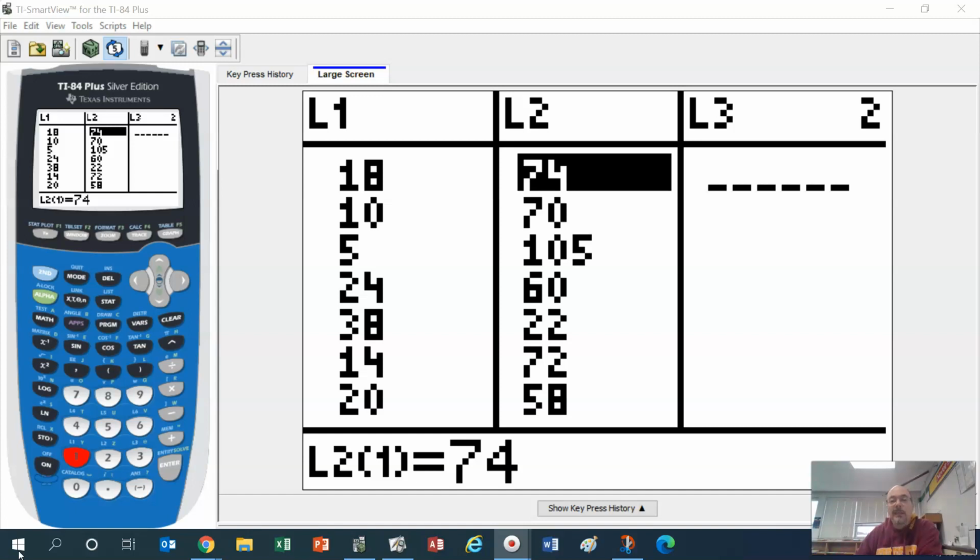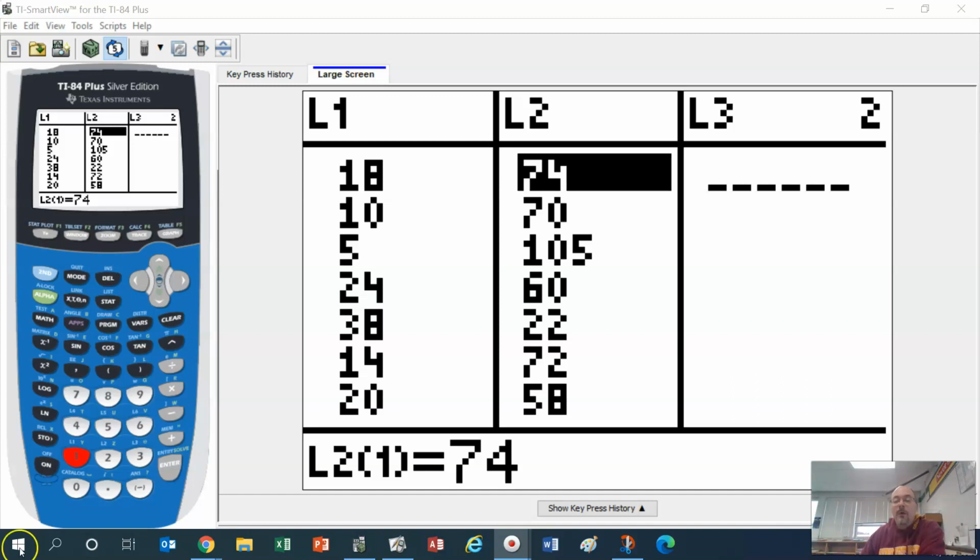Like the 18 needs to be with the 74, the 10 has to be with the 70. You can't mix and match. So hopefully you type the numbers in list one and list two exactly like you see them in that order.